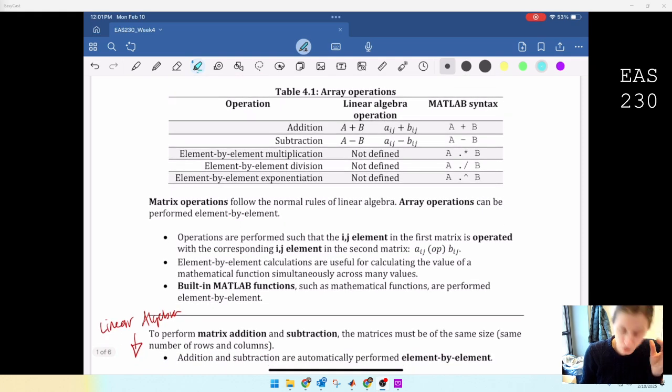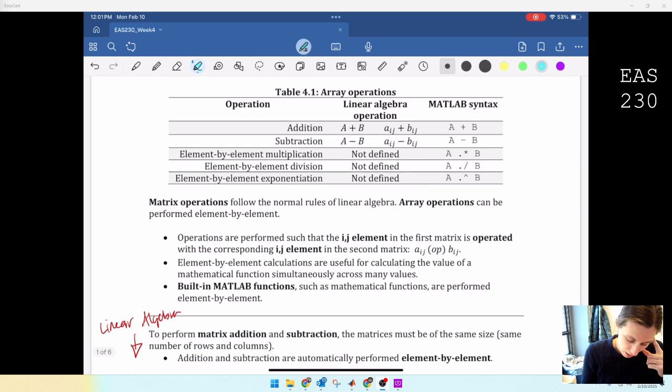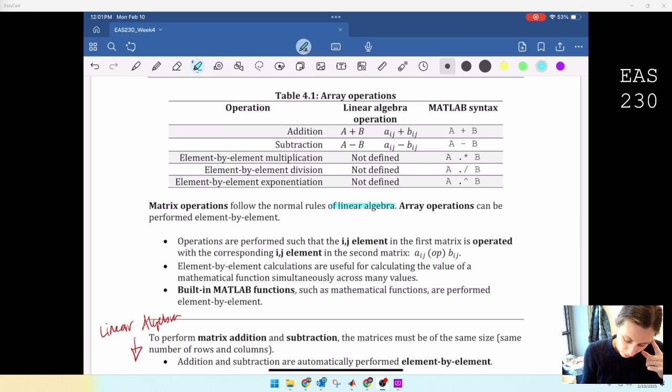Okay. Number 2, array operations. Matrix operations follow the normal rules of linear algebra. Array operations can be performed element by element. So MATLAB has these two things that come into play whenever we're doing math: linear algebra versus element by element operations. Element by element operations are probably more intuitive for students. And here's our MATLAB syntax for element by element operations.